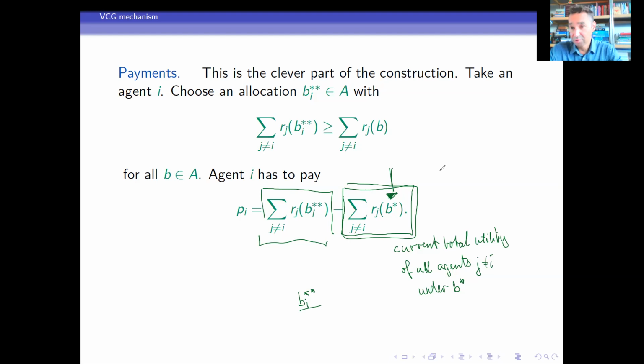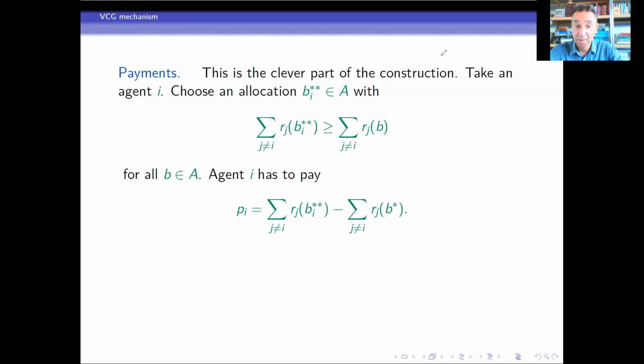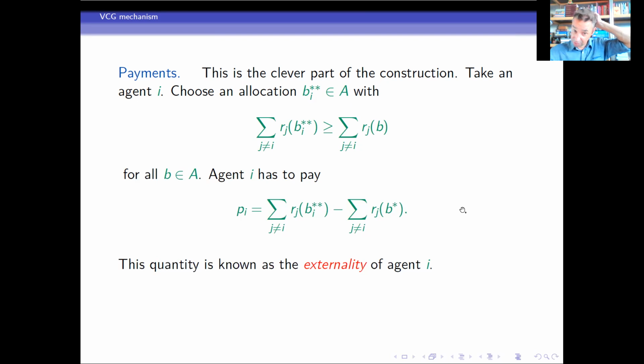But for the people who were already there, this newcomer is actually bad news, because he might take some of the goods that are now assigned to this newcomer. And that's what this is counting. So the decrease in total welfare of the other agents due to your presence. That's what this is. And that is what you have to pay. And each agent does that. So it's known as the externality.